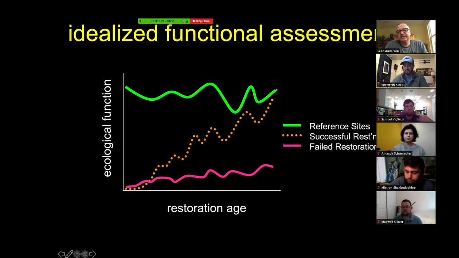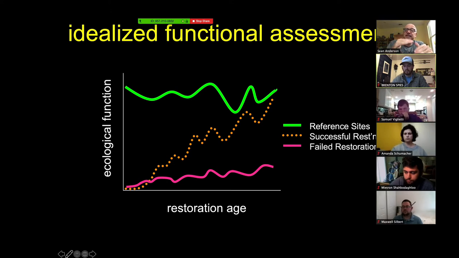In contrast, the pink line, the line at the bottom, would be a degraded system. In the context of our management action, that could also be considered a failed management action, where we've done something. Again, as we go through time, there's a bit of noise, some up, some down, but overall, it's not changing much.